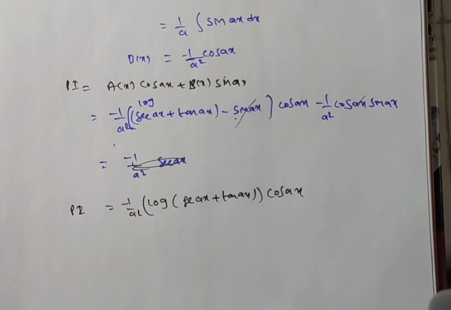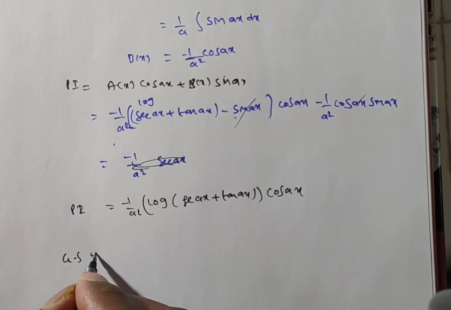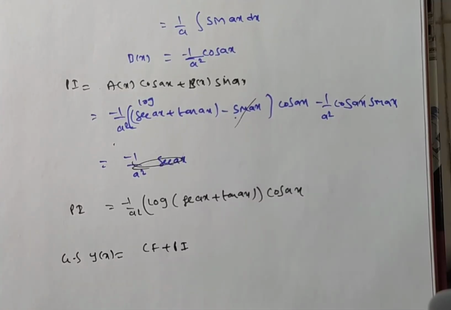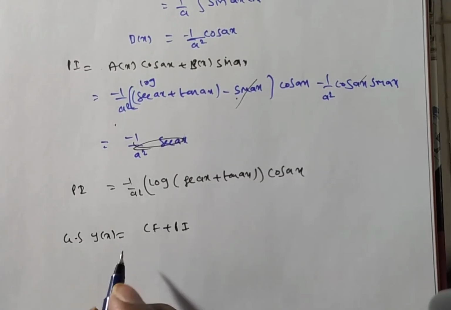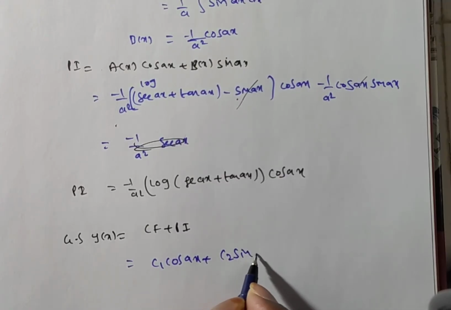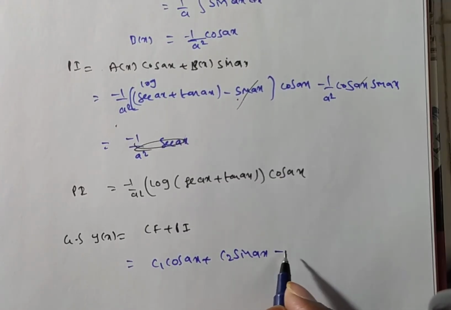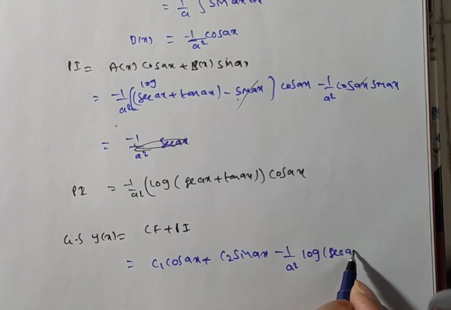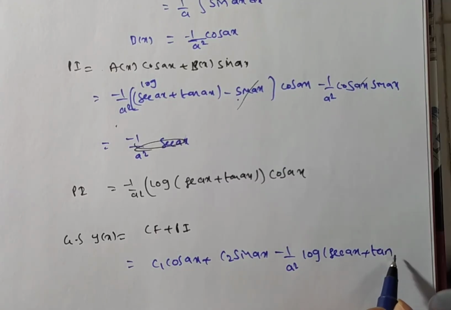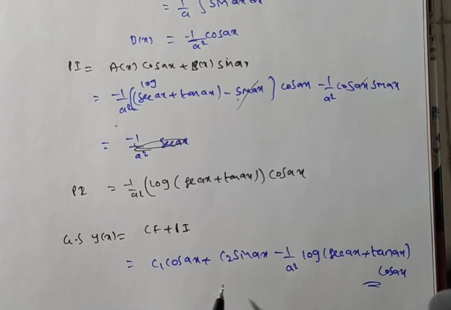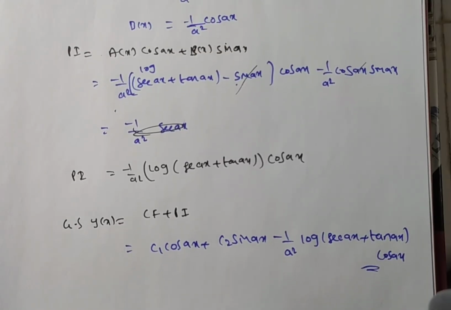Now what is the general solution we have? General solution is y of x is equal to complementary function plus particular integral. Hence, what is the complementary function we have? Complementary function is c1 cos ax plus c2 sin ax, and the particular integral is minus 1 by a square times log of secant ax plus tan ax into cos ax, where c1, c2 are arbitrary constants.